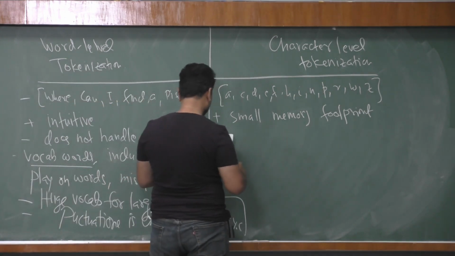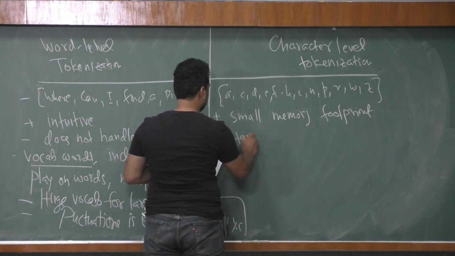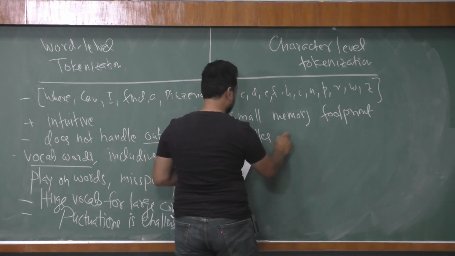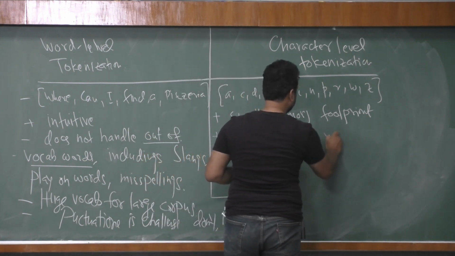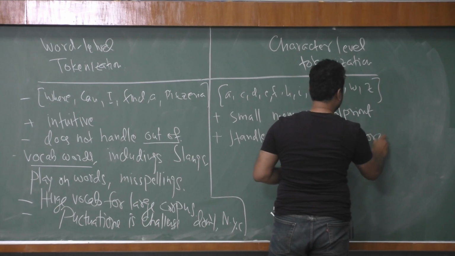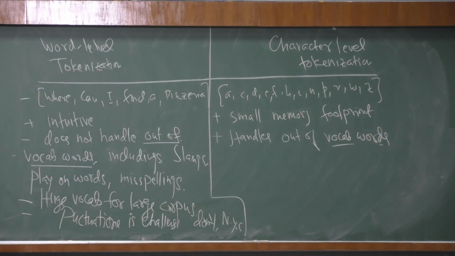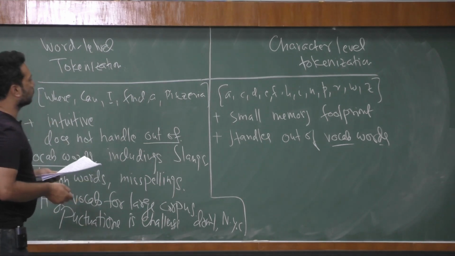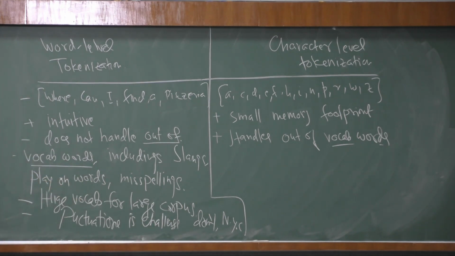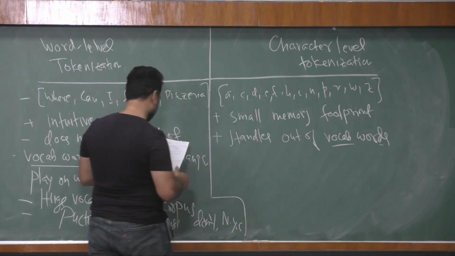It also handles out of vocab words. If there is a word that was not seen in the dictionary, such as a slang, even those slangs will be created from these alphabets only, so they can still be represented. So out of vocab words can be represented. In other words, this can give you more generality.